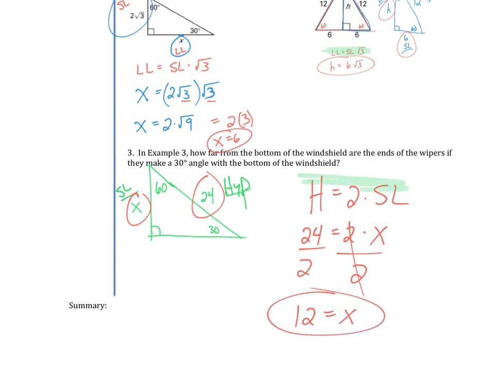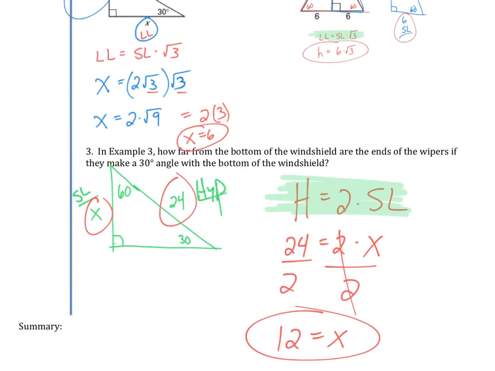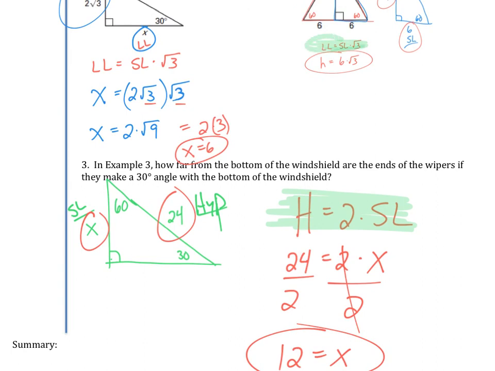And again, this comes from an equation from a 30, 60, 90 triangle. So the two equations that we're focused on here are long leg equals short leg square root of 3, and the hypotenuse equals 2 times the short leg. And then we have to do some multiplying or dividing to solve for things. All right, so that is 30, 60, 90 triangles.